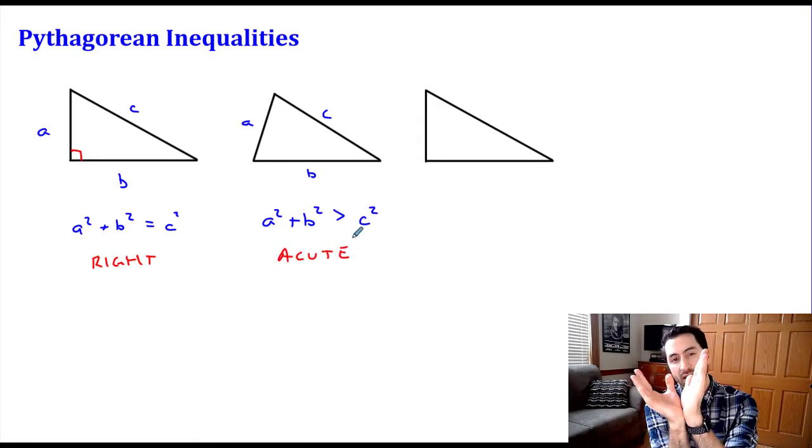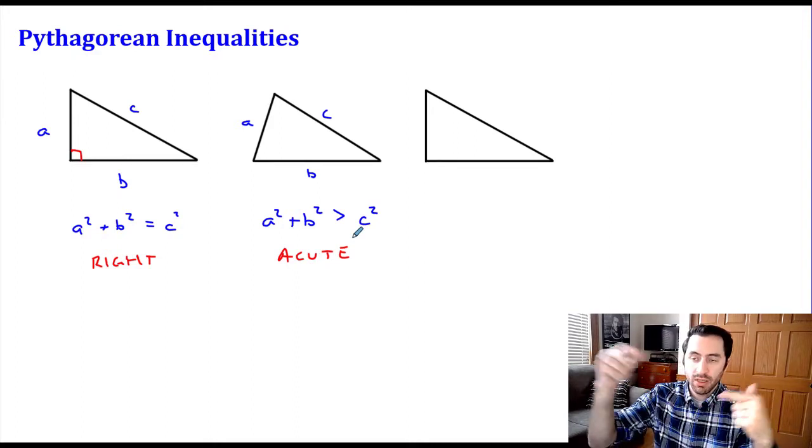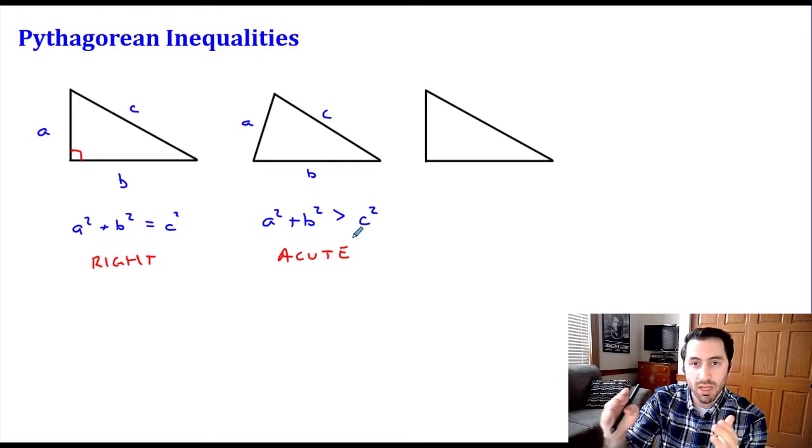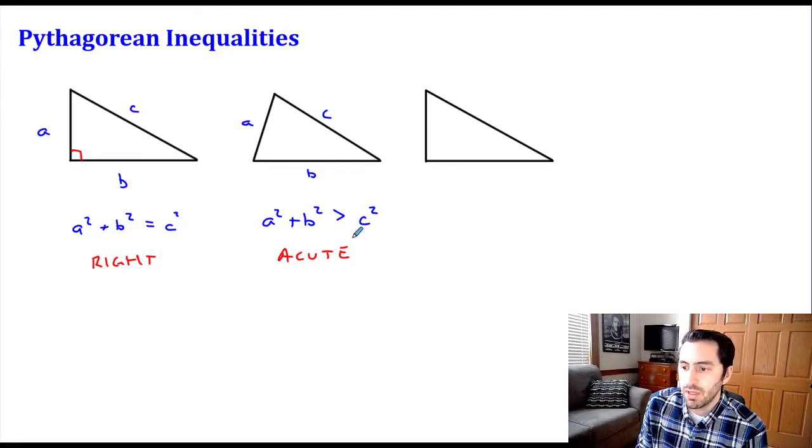So because I'm making that angle smaller than 90, the side across from that has to adjust. It has to also shrink to make up for that difference. So now we end up with a squared plus b squared is bigger than c squared.